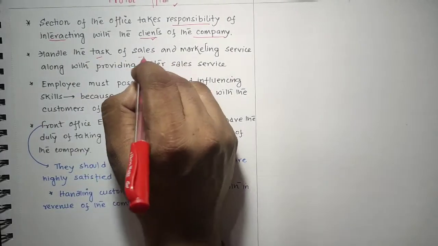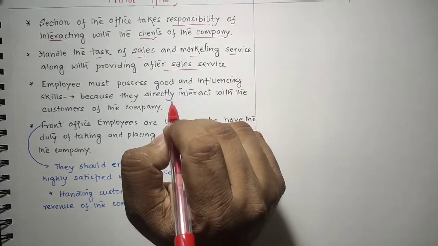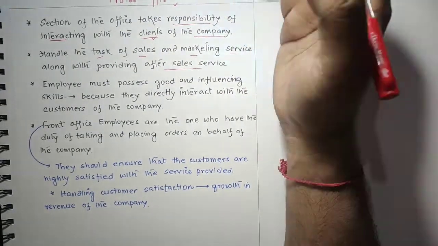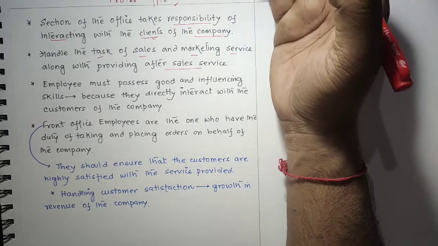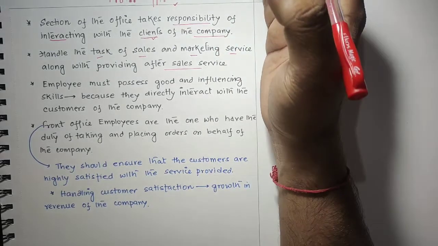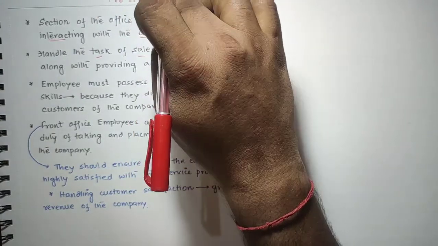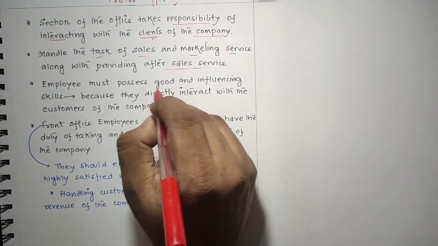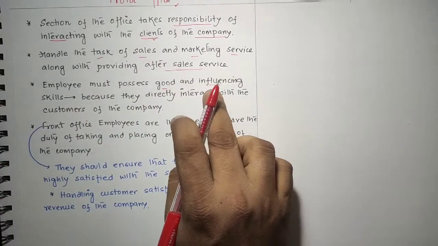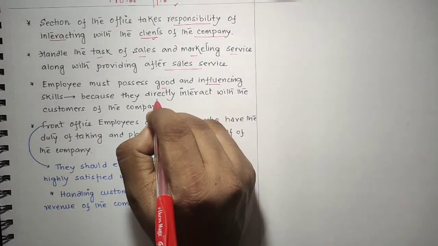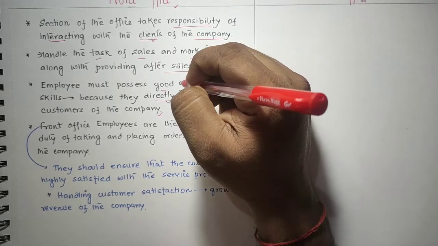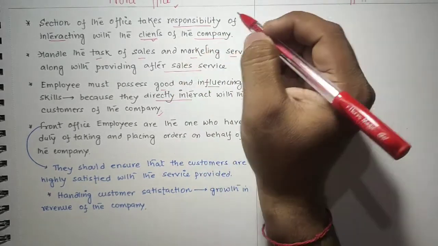Most importantly, the front office includes the task of sales and marketing of service along with providing after sales service. The employee's behavior and personality are the most important factor. That's why they are placed in the front office. They must have good communication skills and various other skills, as well as good influencing skills. If they have these, they can directly interact with the customer of the company. Once customers are satisfied, they will be retained and will become permanent customers of that company.